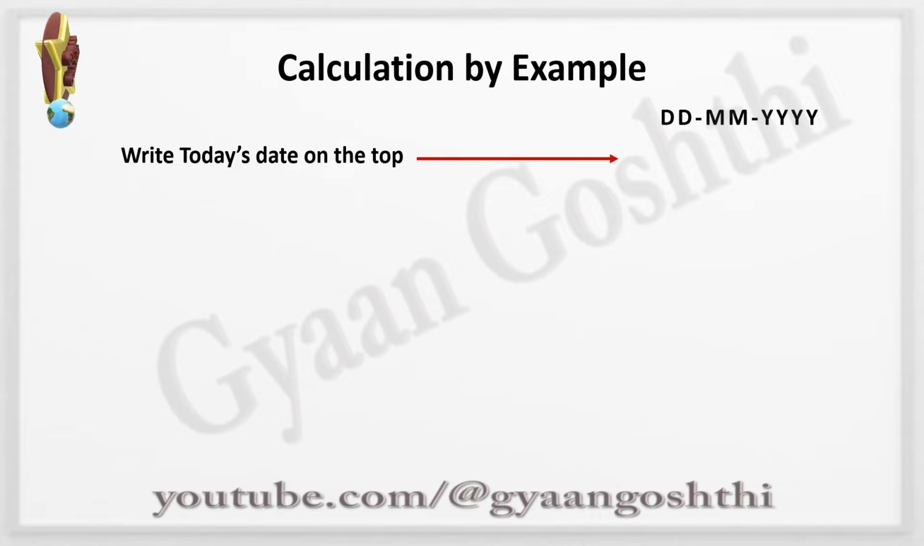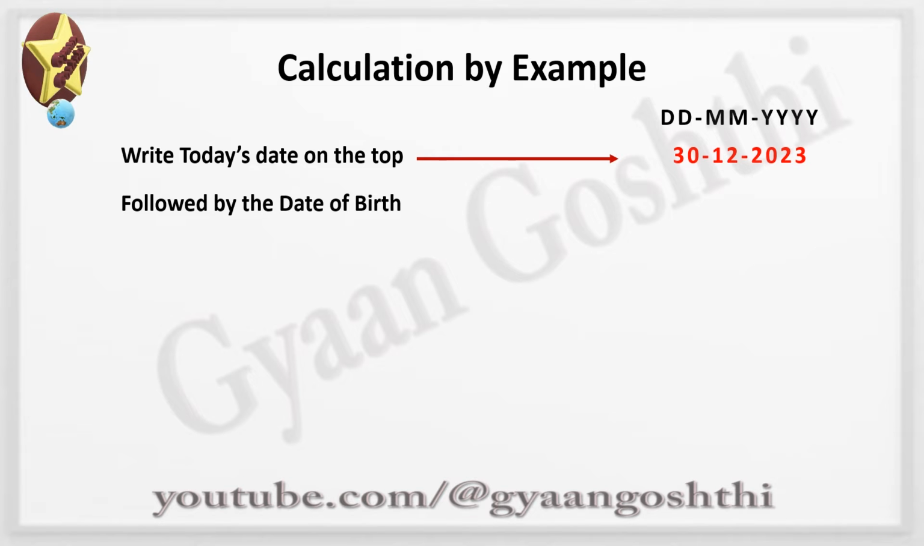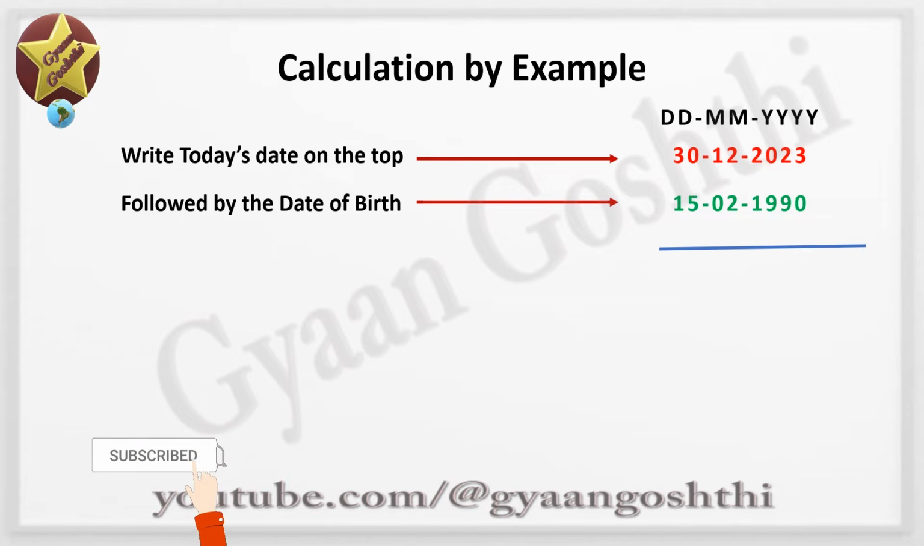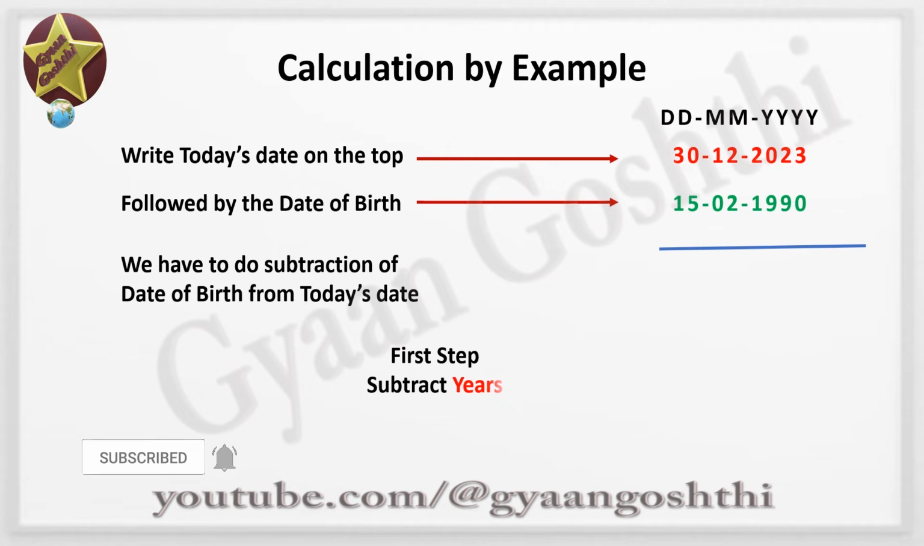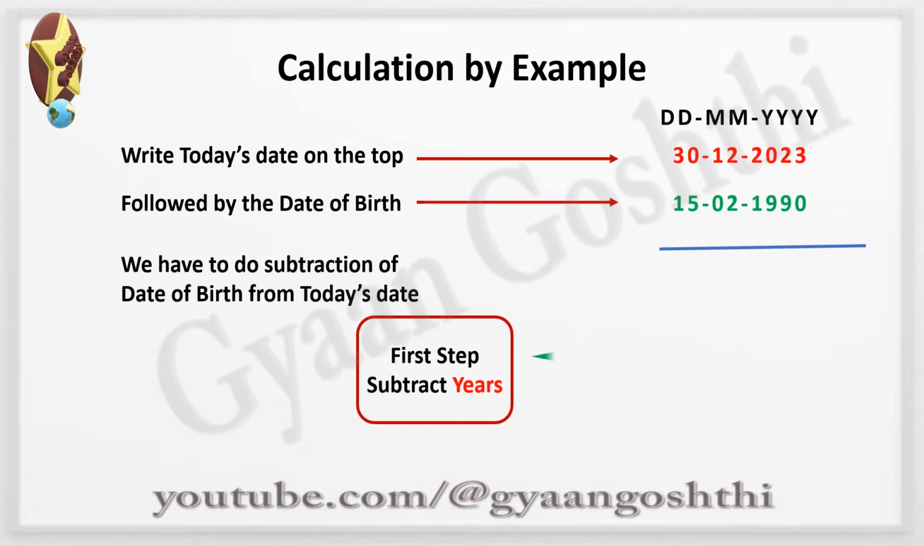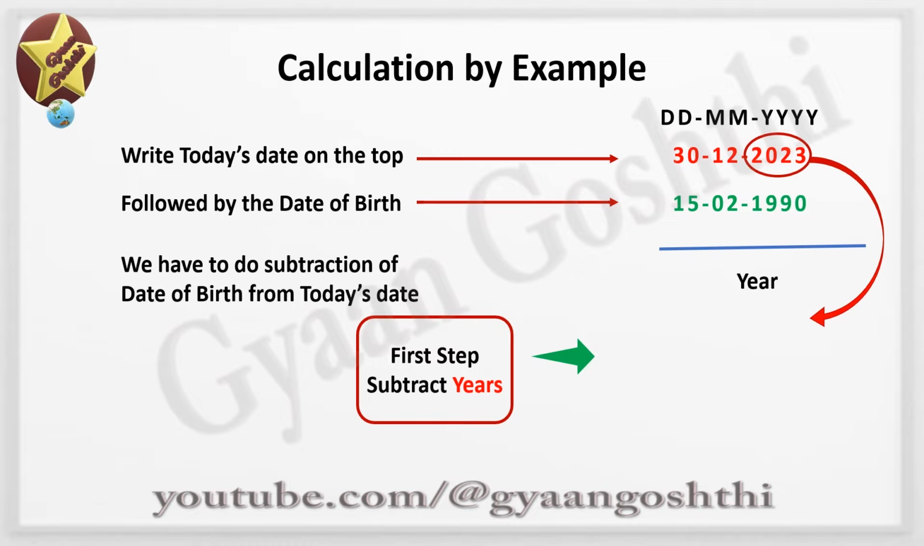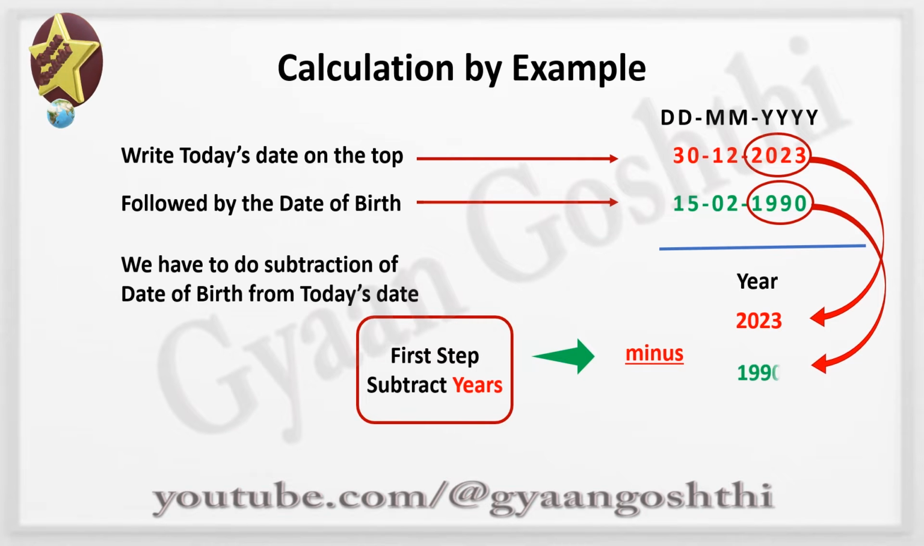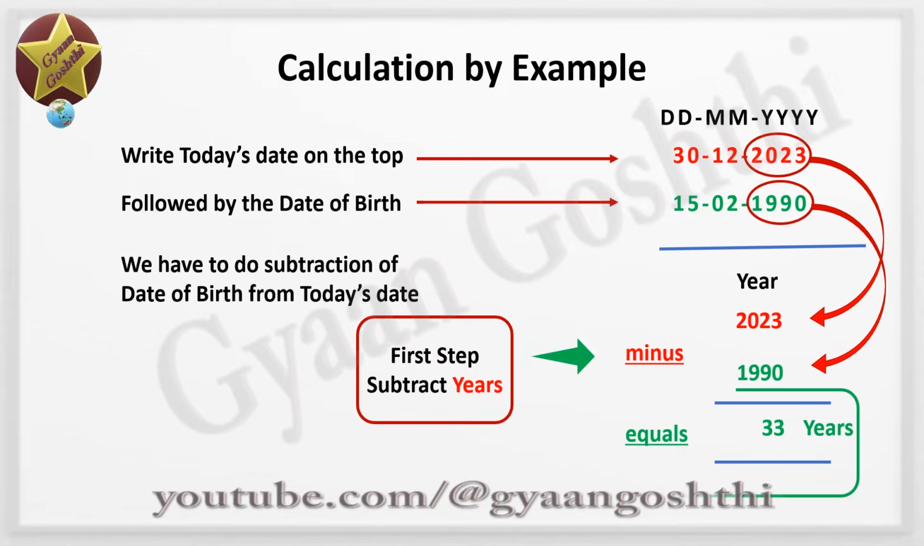Now, on this slide, we'll delve into the calculation process. Suppose today's date is December 30, 2023, and the date of birth is February 15, 1990. Starting with today's date, December 30, 2023, we subtract the date of birth, February 15, 1990. Our first step is to subtract the years to determine the age.